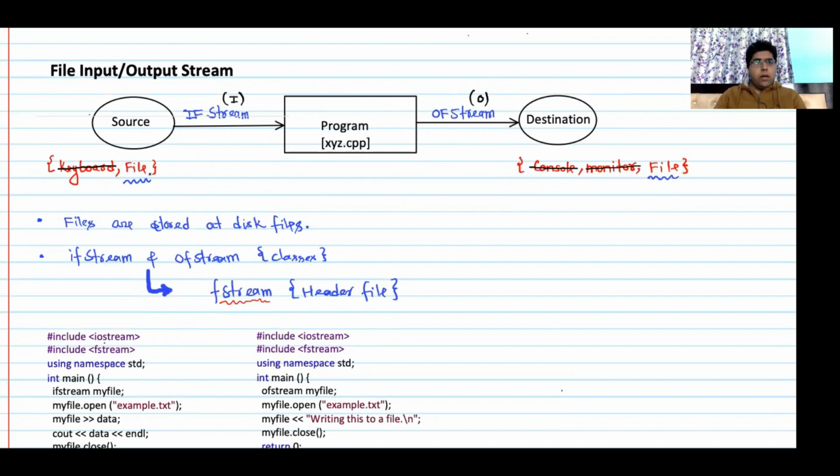To get data from a file in a program, you have to use ifstream, which means input file stream. If you want to put some data into a file, then you have to use output file stream. It is not "ofstream" as a plain word, it is output file stream.